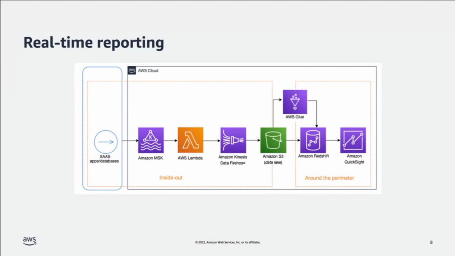Another architecture pattern or use case is around real-time reporting, where you derive insights from input data coming from diverse source systems for generating near real-time dashboards. So with this architecture, what you're seeing here is you can stream near real-time data from source systems such as social media applications using Amazon MSK, Lambda, and Kinesis Data Firehose into Amazon S3.